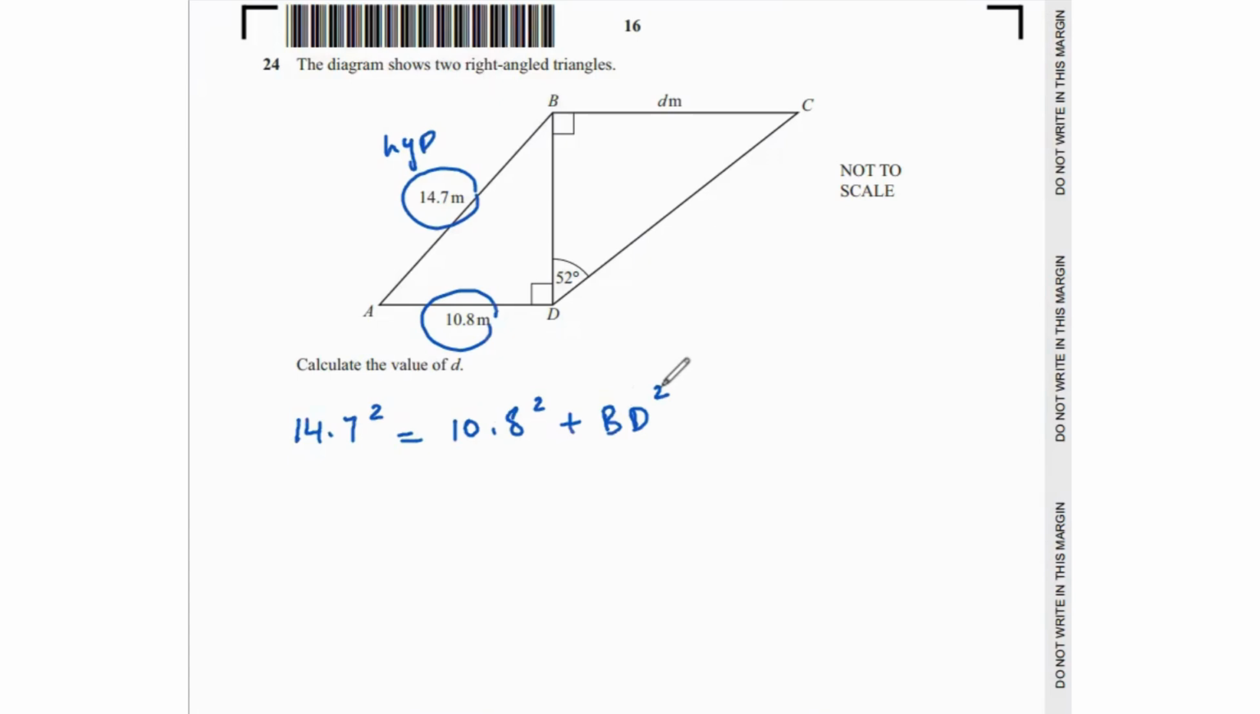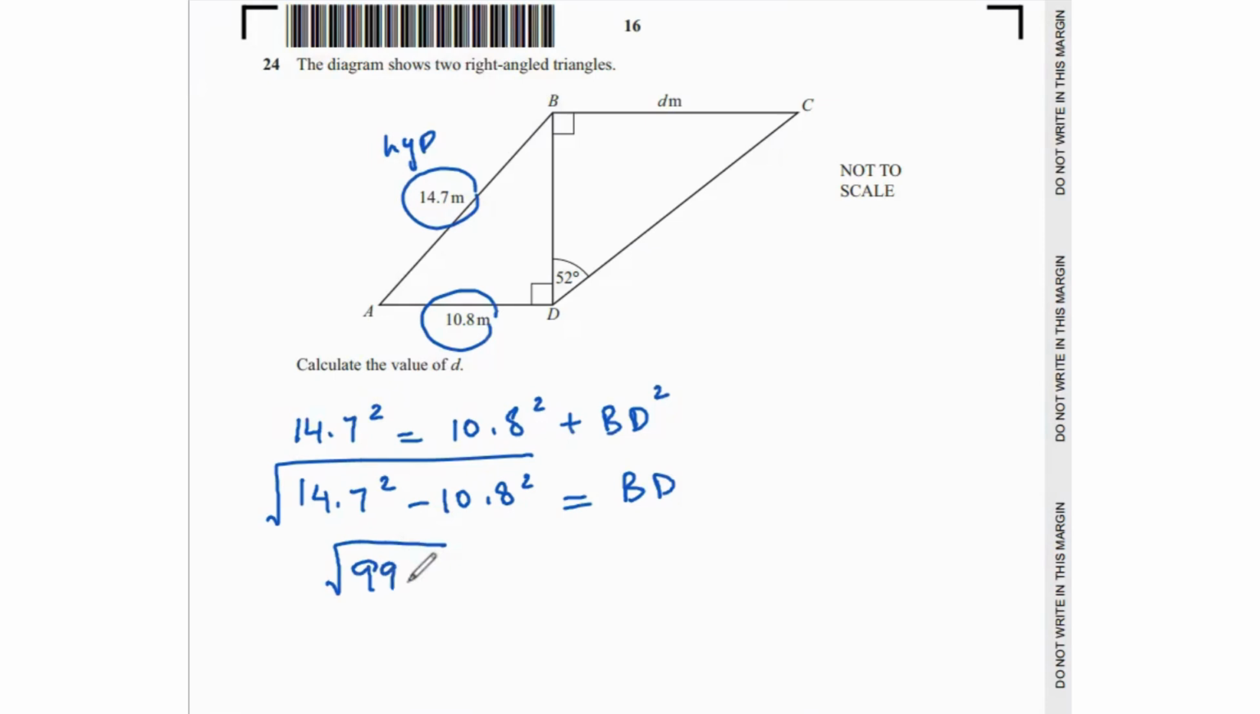However, when an angle is involved, which is in triangle BDC, we will use SOHCAHTOA because without two lengths, you cannot use Pythagoras. So the square root of 14.7 squared minus 10.8 squared equals BD. And that's going to give us the square root of 99.45. And the final value is 9.97 centimeters for BD.